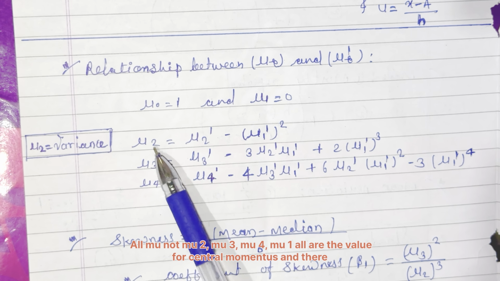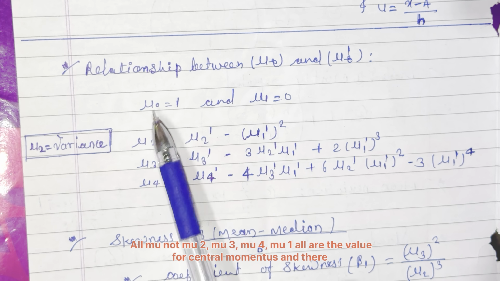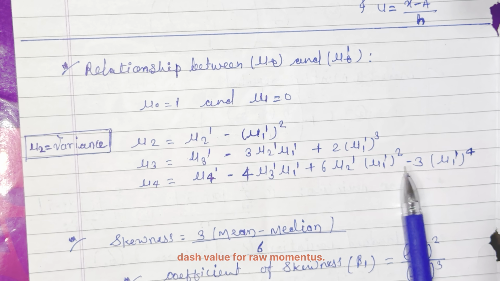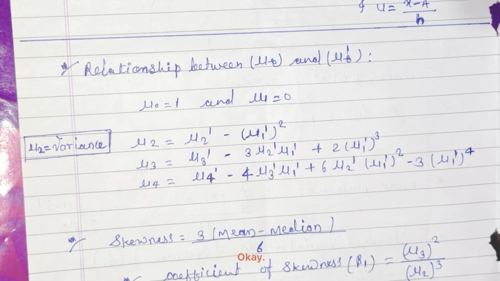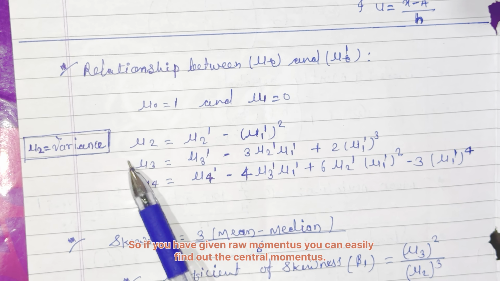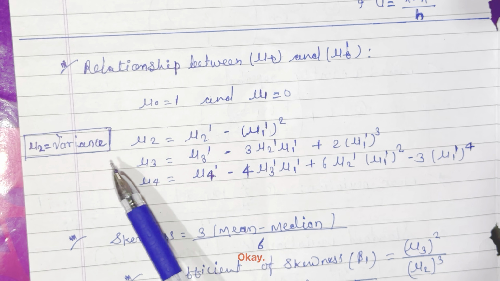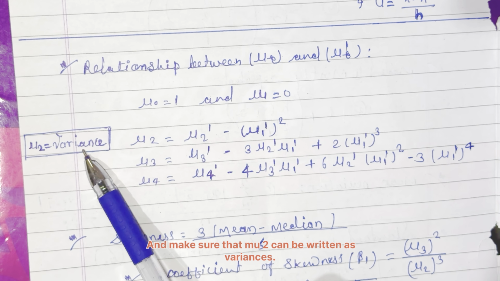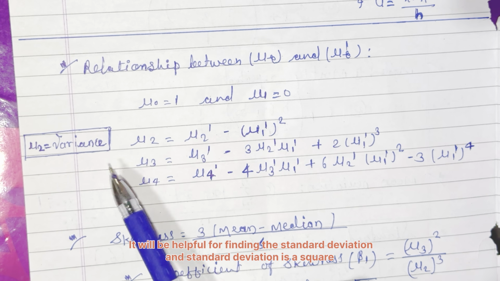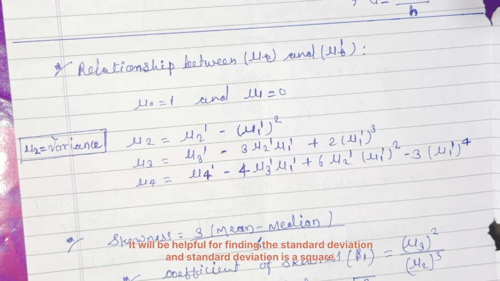Mu naught, mu 1, mu 2, mu 3, mu 4 are all values for central moments, and their dash values are for raw moments. So if you are given raw moments, you can easily find the central moments. Make sure that mu 2 can be written as the variance. It will be helpful for finding the standard deviation, and standard deviation is the square root of variance.